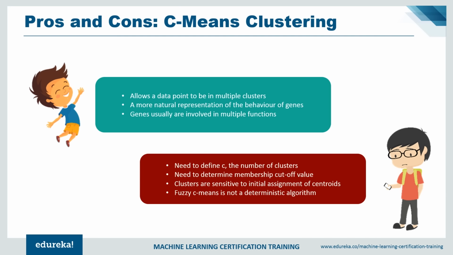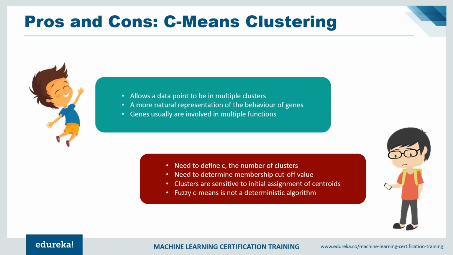Now again, we have the pros and cons of fuzzy c-means. First of all, it allows a data point to be in multiple clusters. That's a pro. It's a more natural representation of the behavior of genes. Genes usually are involved in multiple functions, so it is a very good type of clustering when we're talking about genes. Again, if we talk about the cons, we have to define C, which is the number of clusters, same as K. Next, we need to determine the membership cutoff value also. That takes a lot of time, and the clusters are sensitive to the initial assignment of centroids. So a slight deviation in the centroids is going to result in a very different, funny kind of output from fuzzy c-means.